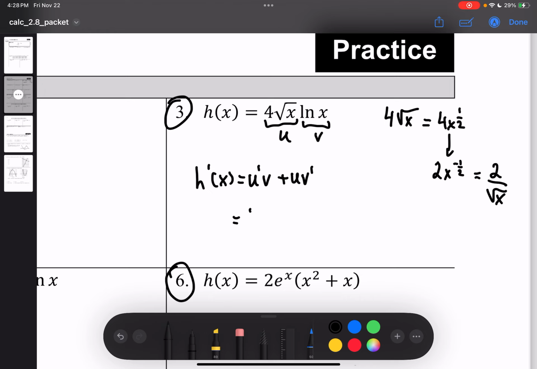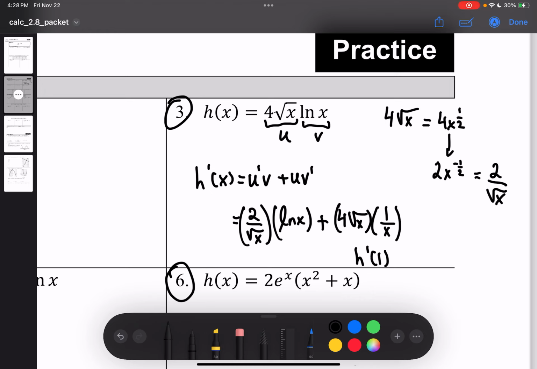So u prime over here is going to be 2 over square root of x multiplied by v, which is ln x, plus u, which is 4 square root of x. And your v prime is basically 1 over x. And this is basically how you solve this question over here. I wouldn't advise you to simplify further than this, because if there was a question after this question, like for example, find h prime of 3 or h prime of 1, it's easier for you to put it on a calculator when it's very compact. Now, moving on.